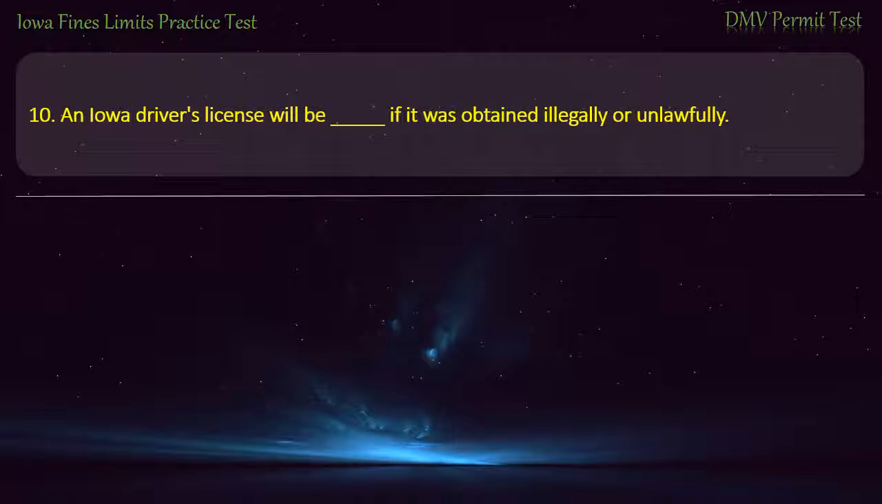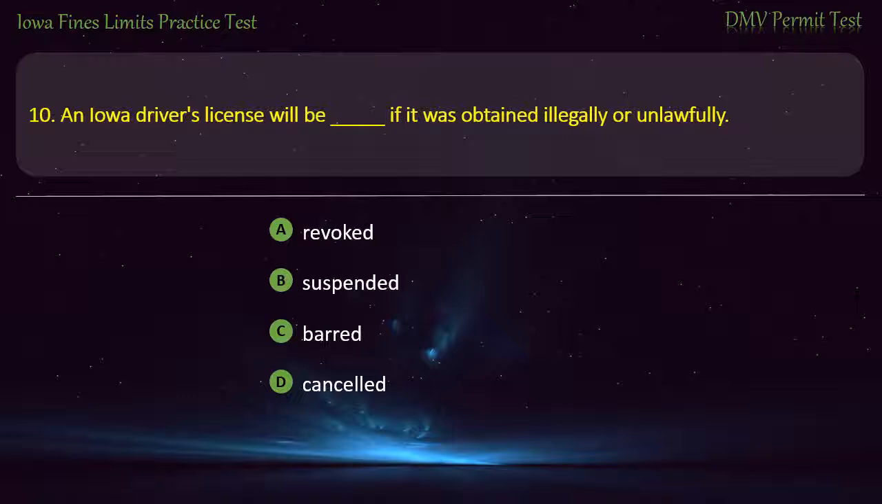Question 10. An Iowa driver's license will be blank if it was obtained illegally or unlawfully. Revoked. Suspended. Barred. Cancelled. Answer. Cancelled.